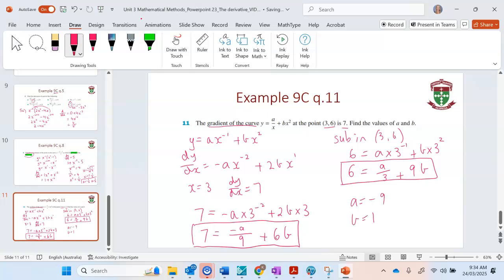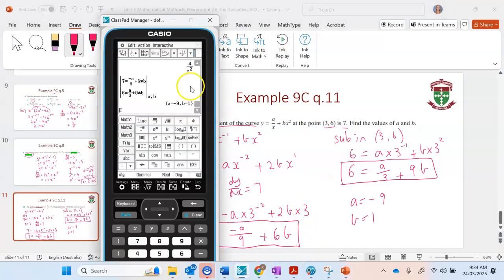So if you went on to solve, and I'd have a go if I were you, trying to solve that by hand to see if you can get the a and b that way. I'm going to show you another way of doing it on your calculator.